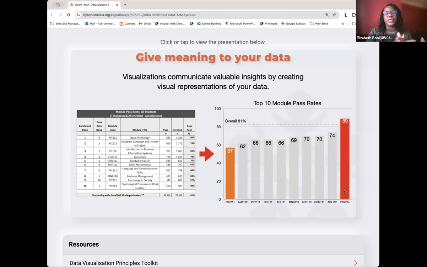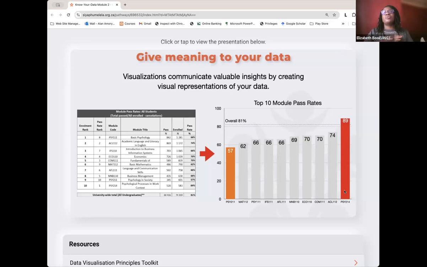So let's say, for example, looking at the module pass rates table that you have, we all have that. We saw it last week. We discussed it last week. If I want to make sense of that table, I can visualize it by looking at the top 10 module pass rates. But because I want to put emphasis on two things, those that are performing low within this top 10 and that module that is performing the best, I'm only going to highlight those two modules, and for the others I'm going to create a uniform color. And in this instance, the minute you look at this visualization, it draws you to 2 points, and it doesn't draw you to all 10 points that are on the screen.